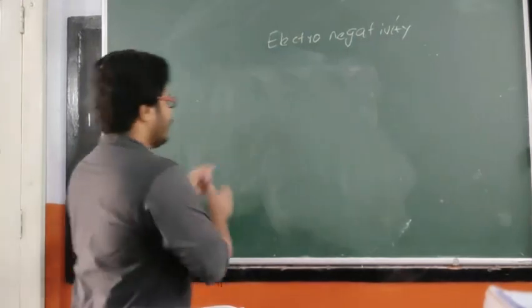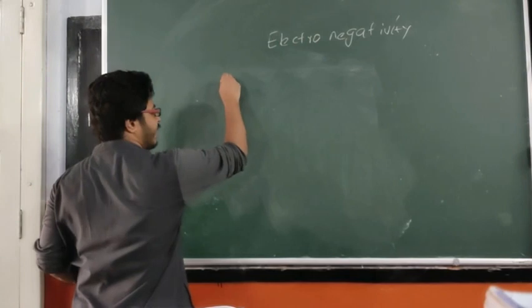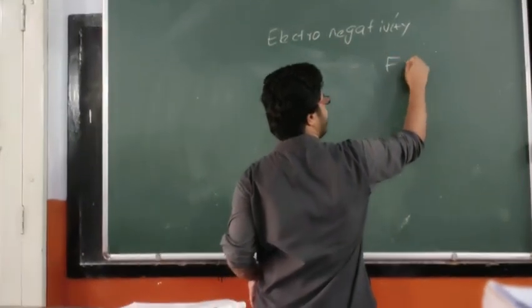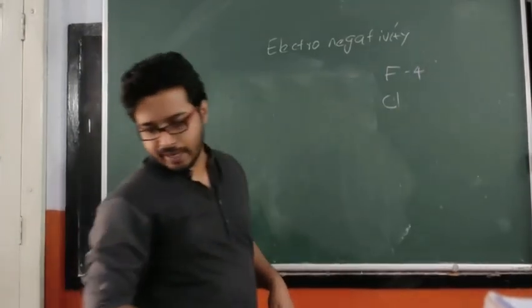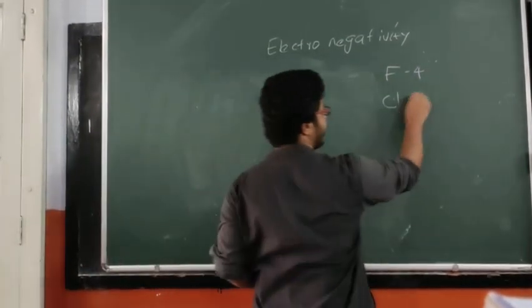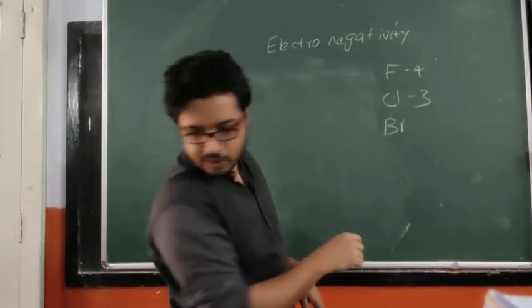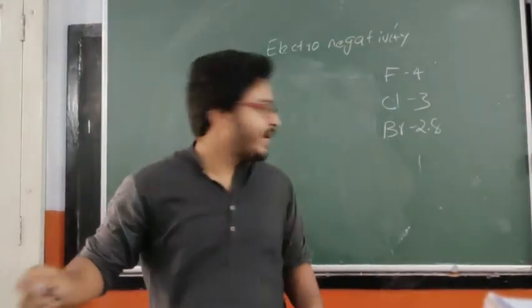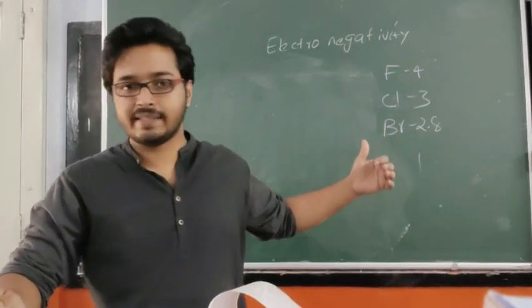Now, electronegativity decreases when moving down a group. For example, I have just told you fluorine has electronegativity 4. Below fluorine is chlorine, which has electronegativity 3. Then bromine has electronegativity 2.3, and it goes on. So in other words, if you are moving down a group, electronegativity decreases.